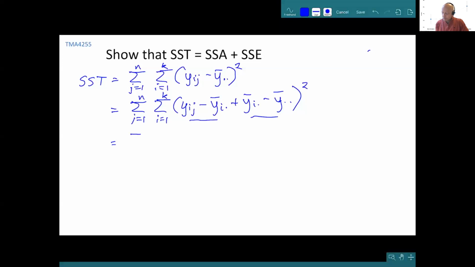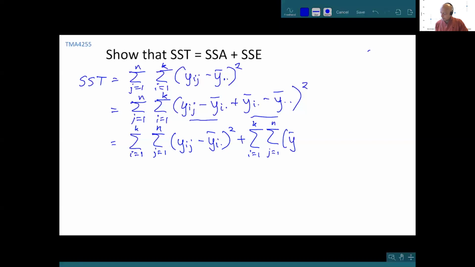And we can, of course, the sums don't matter here. So we could take i or j first or last, at least as long as n is the same. So now I take y_ij minus y bar i dot squared, and then we get the second component in the sum. So this is y bar i dot minus y bar dot dot. And then we get a cross term. So that's 2 times the cross terms.